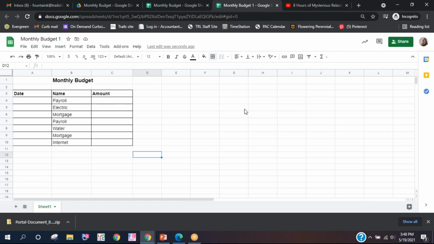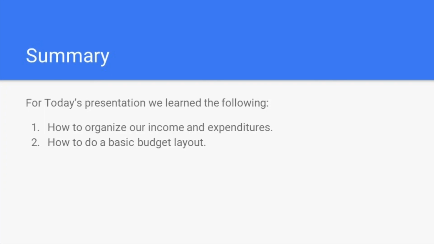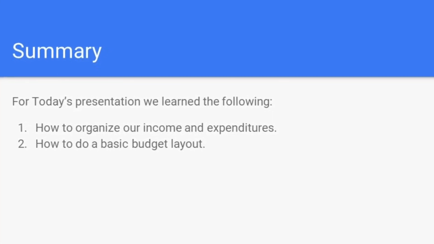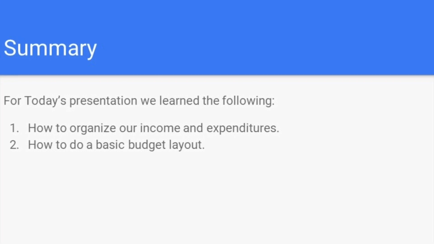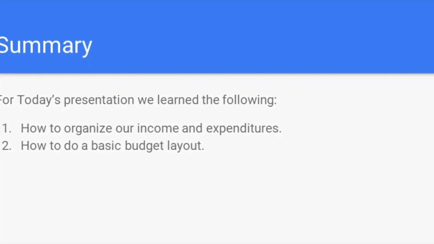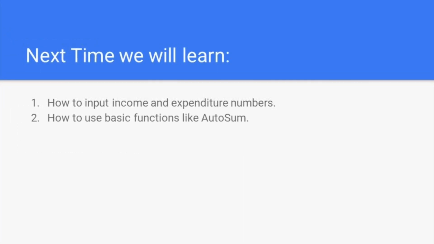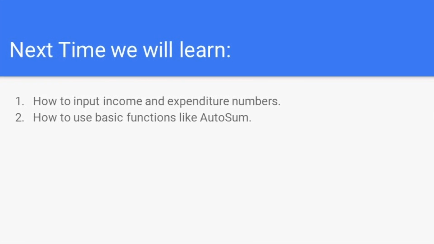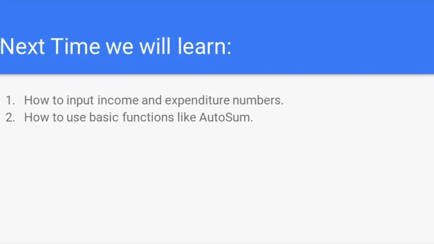And that is what we are going to work on in our final video, Finalizing the Digital Budget, Part 3. That's all the time we have today. To summarize, for today's presentation, we learned the following: how to organize our income and expenditures, and how to do a basic budget layout. Next time, we will learn how to input income and expenditure numbers and how to use basic functions like AutoSum.